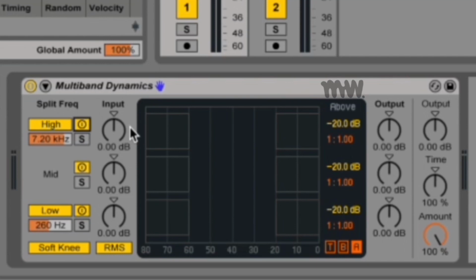Then each of these frequency bands has an input level, and this determines the level of the incoming signal. So it'll take my audio signal over here, and all the frequencies above 7.2 kilohertz, they're either going to be the same level, so 0 dB as it comes in, or you can boost the gain of this frequency band before it gets processed, or even soften it.